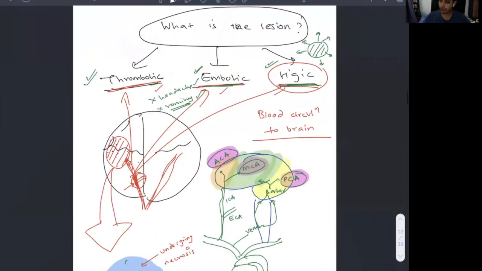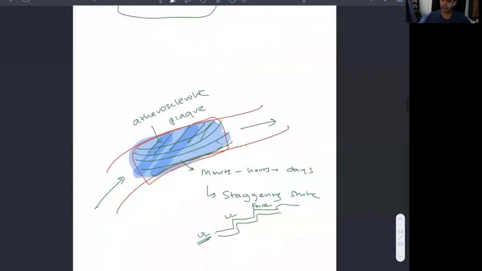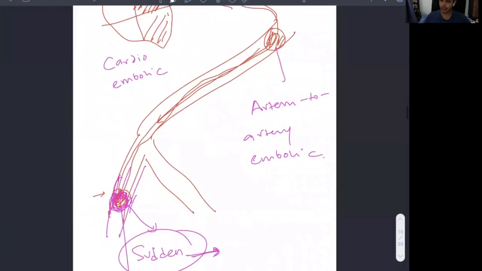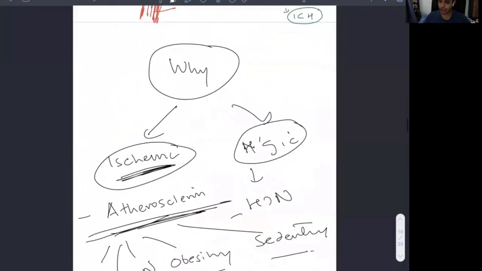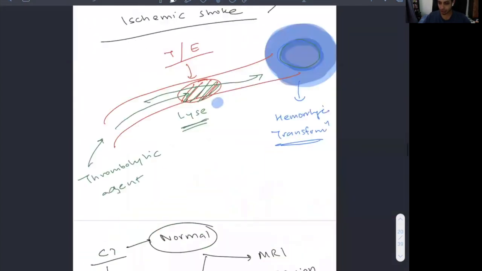We talked about what can be the different types of lesions that cause a stroke. Then we spoke about atherosclerotic plaques, cardioembolic stroke, and hemorrhage. We spoke about treatment of stroke and how to investigate stroke.